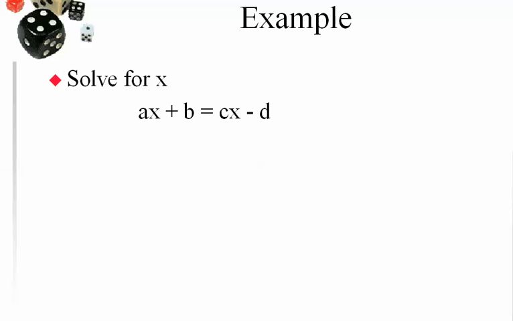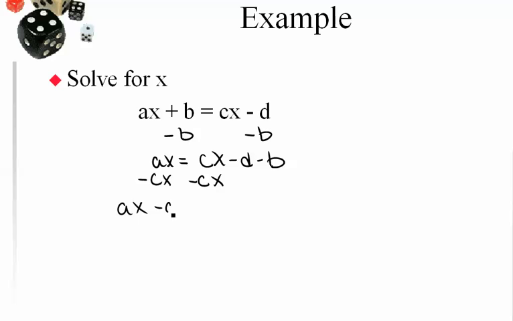So the first thing that I would do is get the b to the other side. So again, if you have a plus b, we're going to subtract it from both sides. That's going to give us ax = cx - d - b. Now I want the x's on the same side, so we're going to subtract cx. That gives us ax - cx = -d - b.